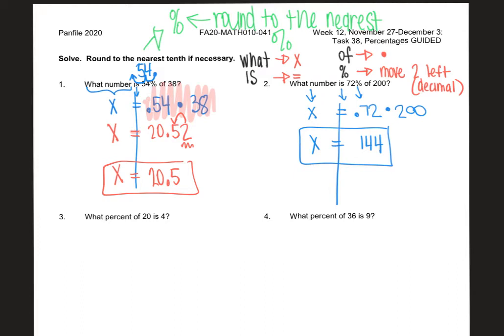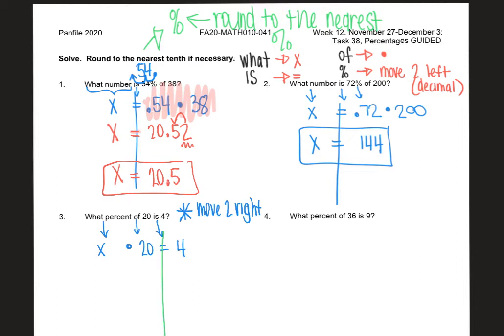All right, let's look at number 3. It says, what percent? Now that changes things simply because at the end, remember, we're all in decimal land while we're in it, but at the end we're going to have to change back to a percentage. So I can put a star, and I have to remember to move 2 to the right to get a percent. All right, so what percent, x. Of means multiply, 20 is 20, is means equals 4. So this equation looks like this: x times 20 equals 4.